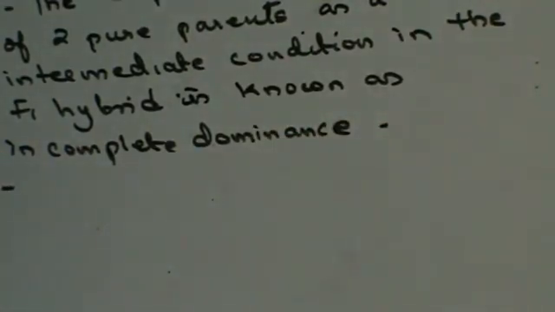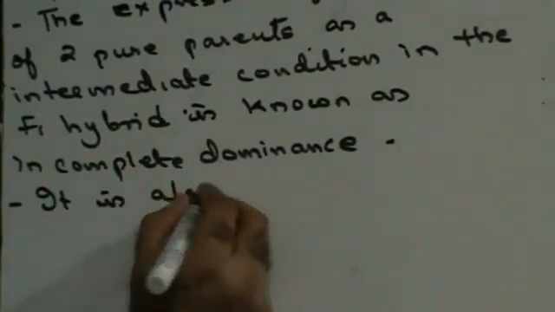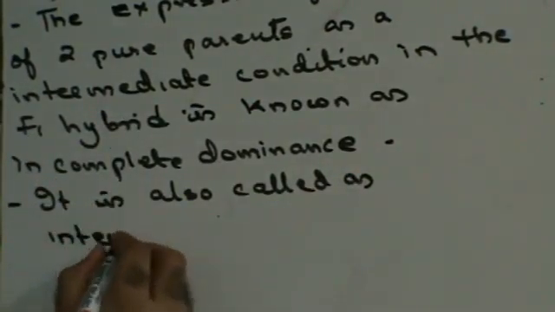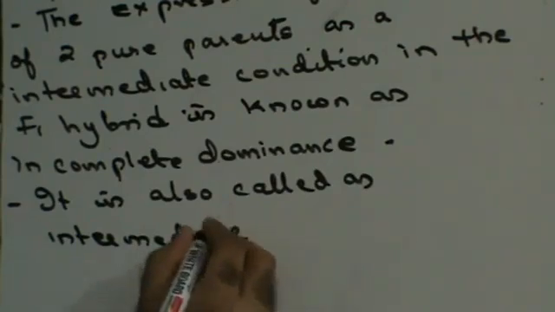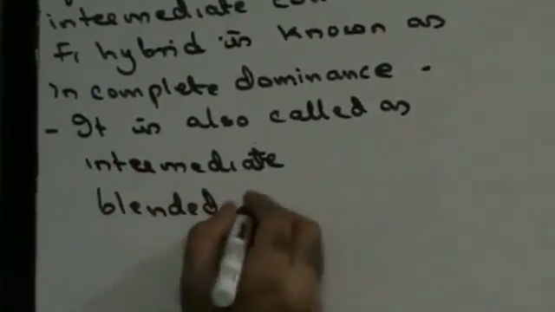Incomplete dominance is also called intermediate, blended or mosaic inheritance. These are three other names given to it.